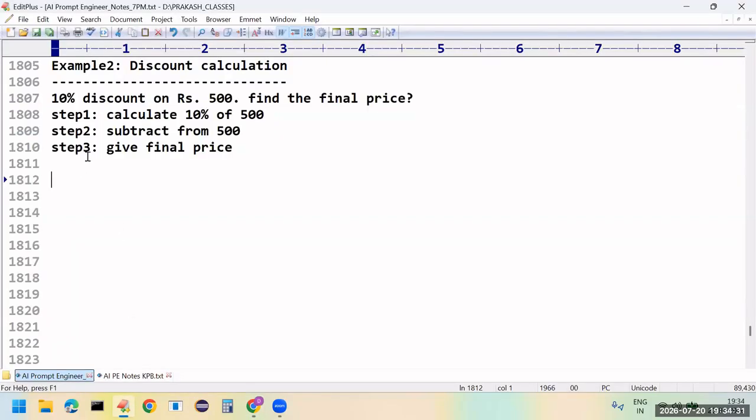So I'm asking the AI to explain the answer step by step. Is example 2 clear? Can you please confirm?